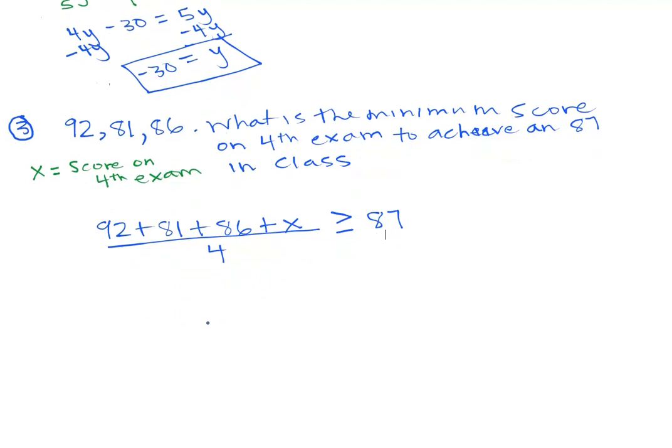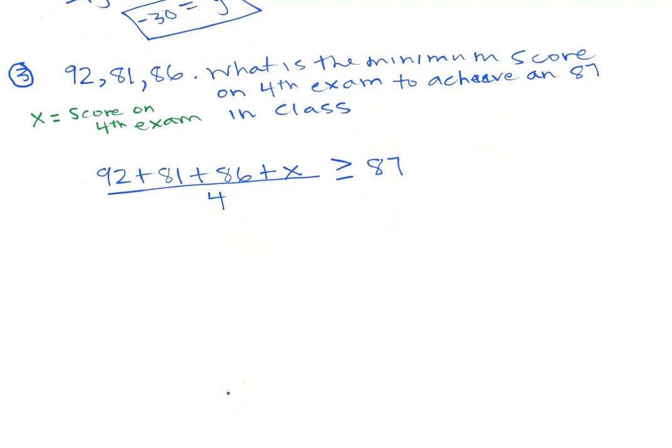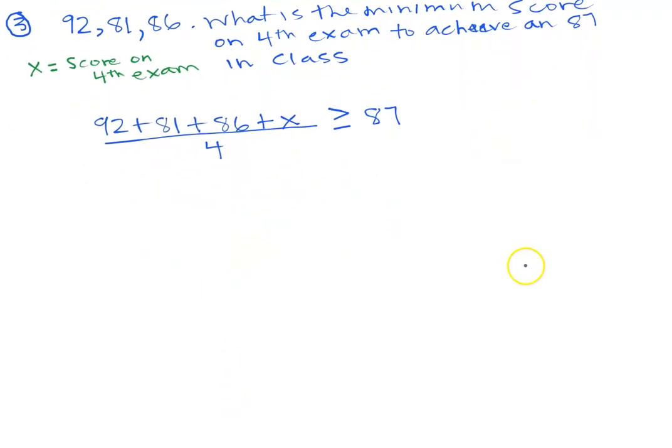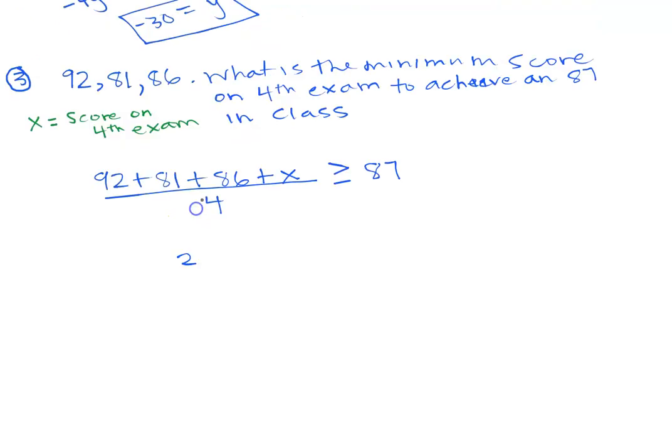Can somebody tell me what you think you would do next? I like to combine the terms on top. Yeah, let's add those together. Add 92 plus 81 plus 86. What do we get? 259. Okay, so 259 plus x over 4 needs to be greater than or equal to 87. Okay, what would be a good next step?